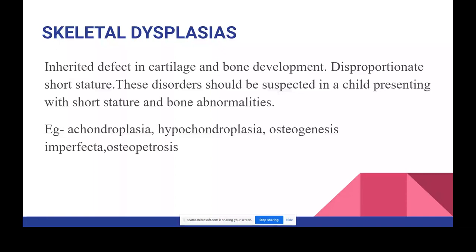Now, you all know why these skeletal dysplasias are short: the fibroblasts and extracellular matrix are all contributing. Abnormal fibroblast growth factors, abnormal matrix proteins, bone morphogenetic proteins, they all are contributing to the shortness of these skeletal dysplasias.